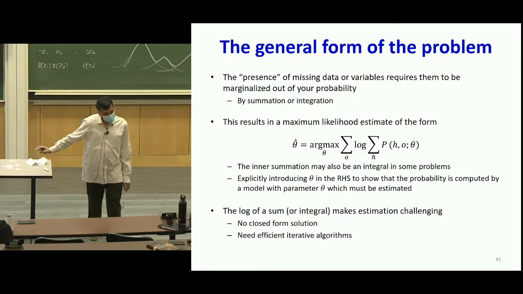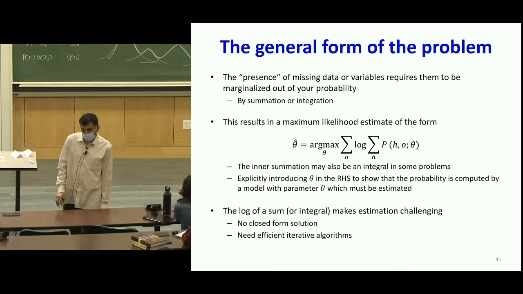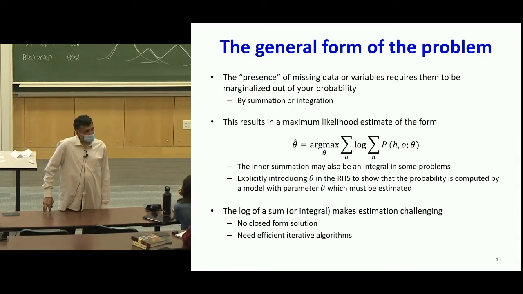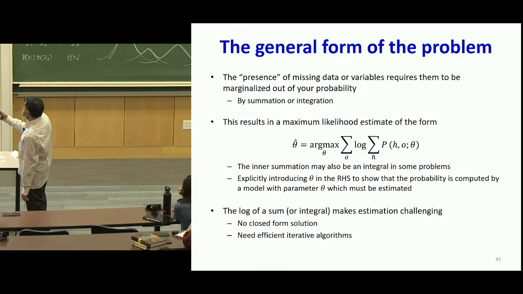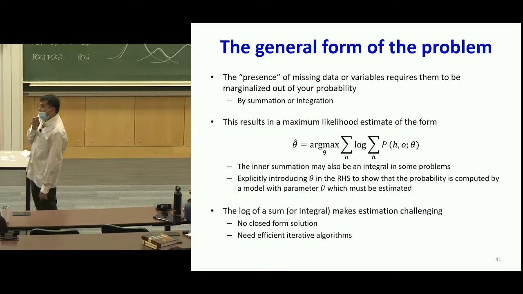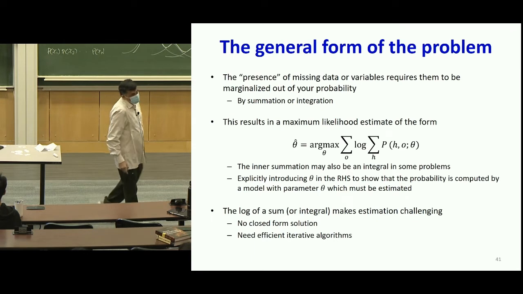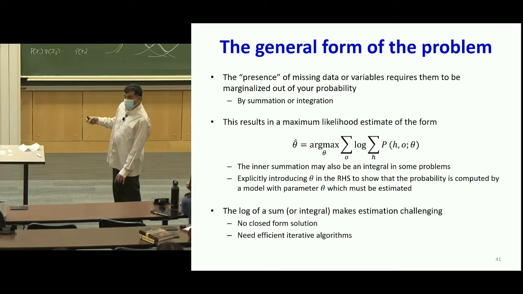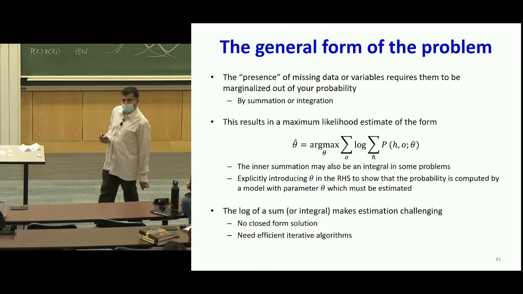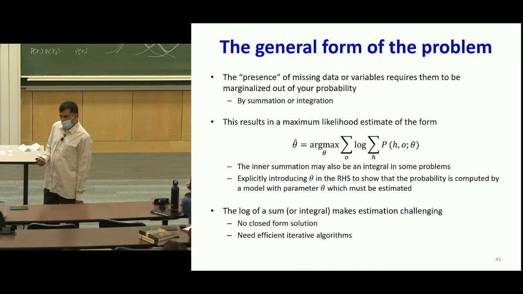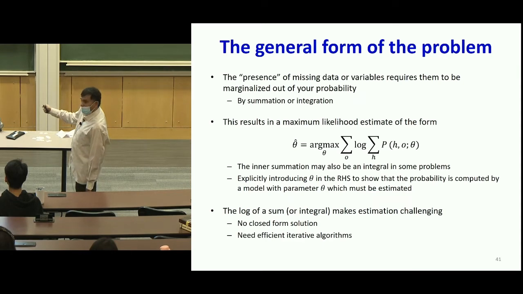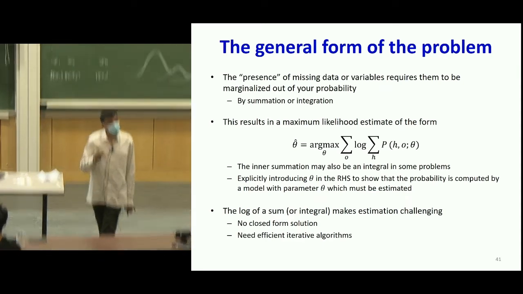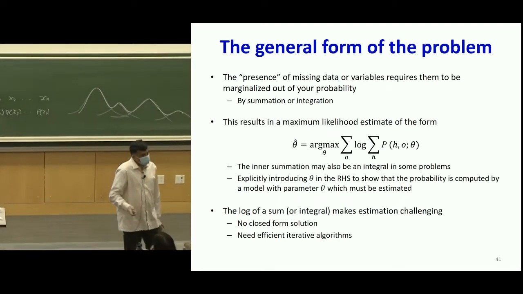Now, right after this, there are like 50 slides of math, which I'm going to spare you. But I expect you to look over them. And here is the general idea. The presence of missing data or variables requires them to be marginalized out of your probability. And when you do that, if you have some parametric probability distribution, you end up with a term of this kind where you're trying to find the parameters which maximize the log probability of your data. But to compute the probability of any given observation, you're going to have to marginalize out whatever it was you did not see, the missing components within the data itself.